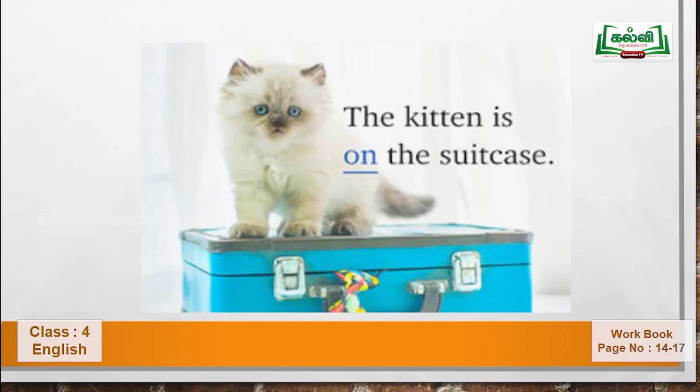Children, now look at this picture. Where is the kitten? The kitten is on the suitcase. So, what is the preposition here? Yes, very good. It is on. The kitten is on the suitcase. The preposition here is on.